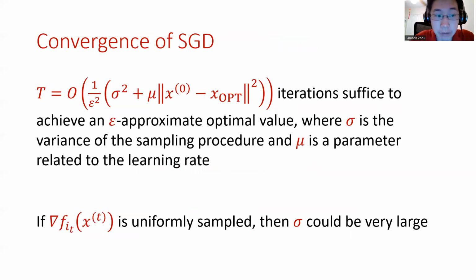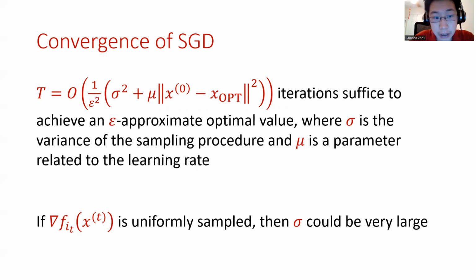Now, SGD is also known to have good convergence rates. For example, T equal to roughly 1 over epsilon squared times the variance sigma squared, if we set that to be the number of iterations, suffices to achieve an epsilon-approximation to the optimal value. Here, sigma squared is the variance of the sampling procedure, and mu is a parameter related to the learning rate.